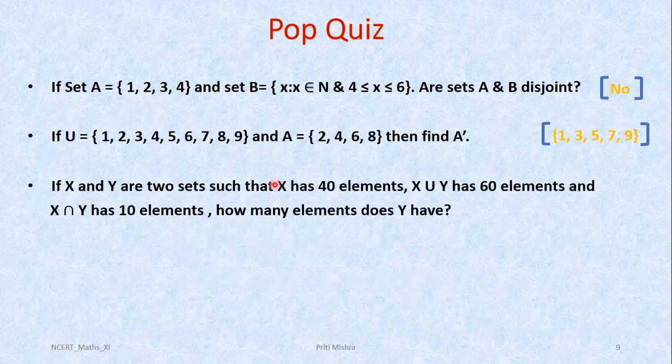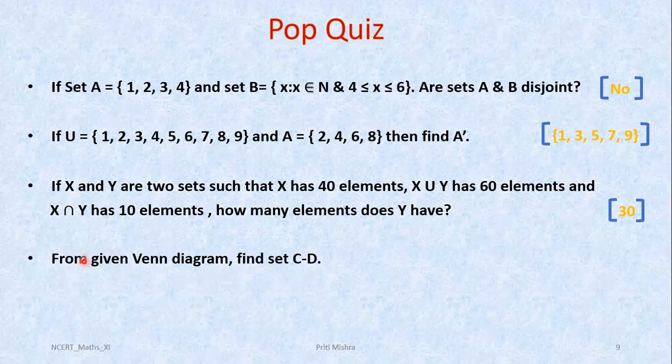Next question is, if X and Y are two sets such that X has 40 elements, X union Y has 60 elements and X intersection Y has 10 elements, how many elements does the set Y have? What is the answer? Its answer is 30. This is also a very simple question. You had to apply the formula N of X union Y is equal to N of X plus N of Y minus N of X intersection Y, right?